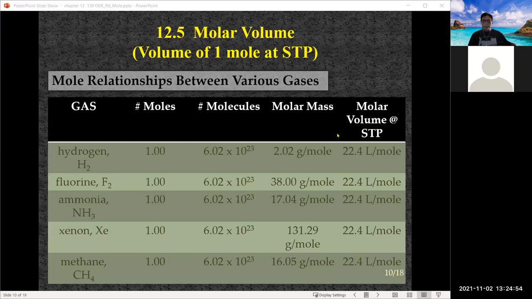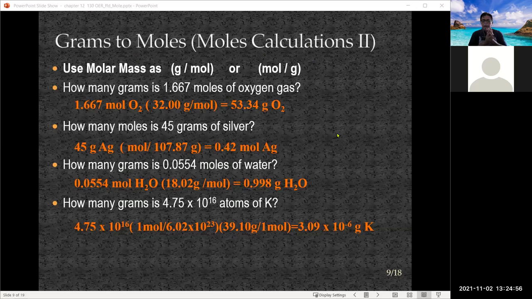All right, so any questions about converting from grams to moles? Going from grams to moles, we're dividing by the atomic weight or molar mass, and vice versa when we go from moles to grams.